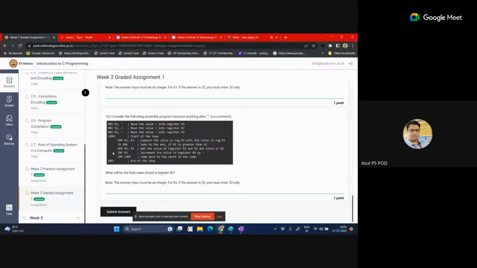Jump to the end if R3 is greater than R1. If this condition is true, move to the end step directly. If this condition is not true, just go to the next step. Add R2, R3, these are the steps. Okay, sir. Just do the dry run on that and check what value you get finally. Yeah, any other query?